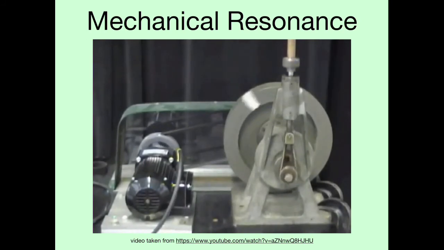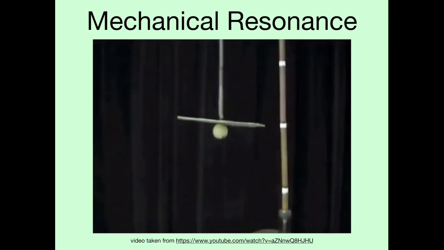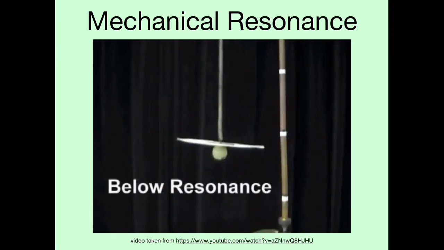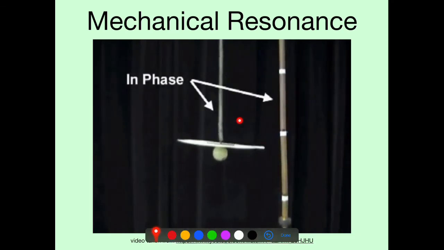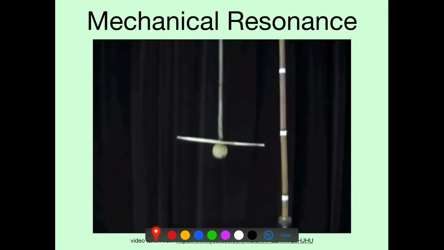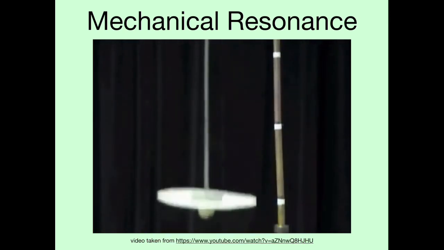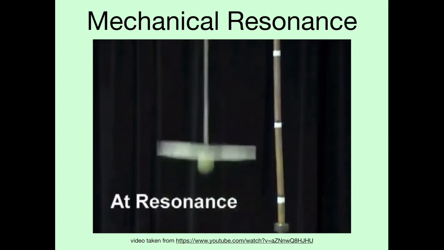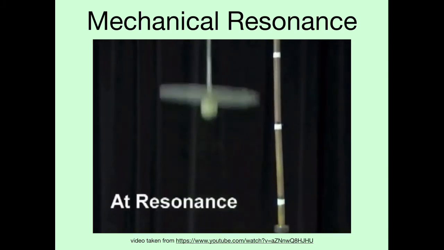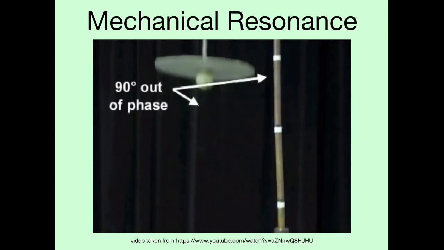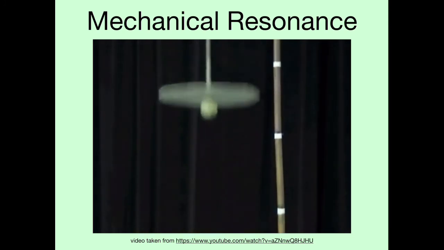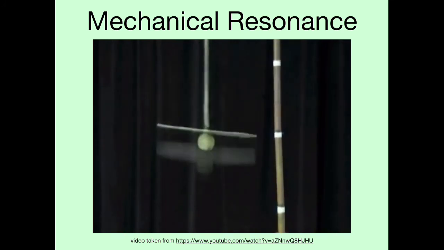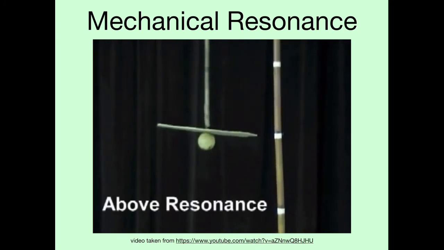So right now we're driving it at kind of a low frequency. So we're below the resonant frequency, and it's not really responding very much to that. The oscillations are very small. Then if we crank up the frequency a little bit, so we're at the resonant frequency, and then we get really big oscillations, okay? And then if we crank the frequency up even more, and then go past the resonant frequency, then the oscillations are going to be small again.